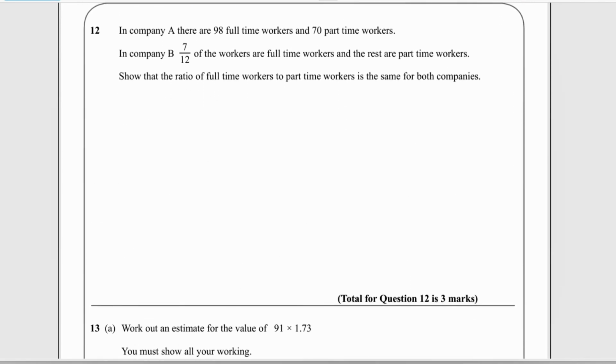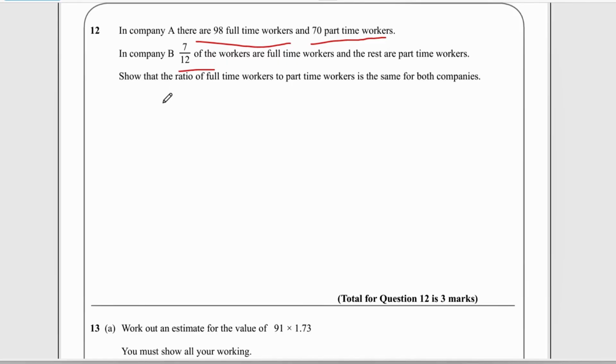All right. In a company, company A has 98 full-time workers and 70 part-time workers. In company B, 7/12 of the workers are full-time and the rest are part-time. Show that the ratio of full-time to part-time is the same.